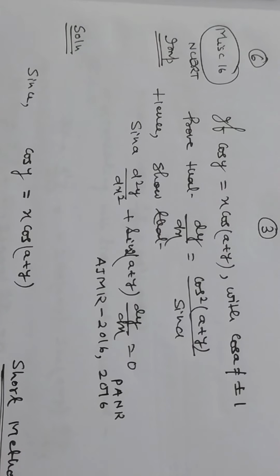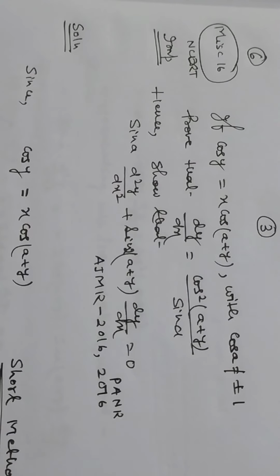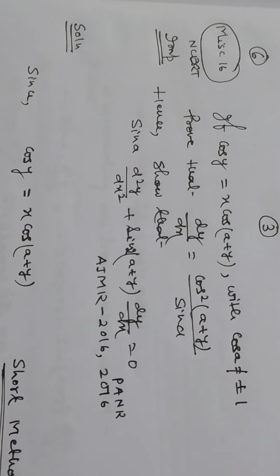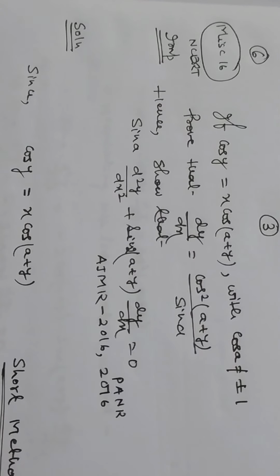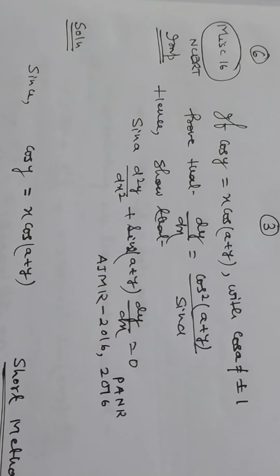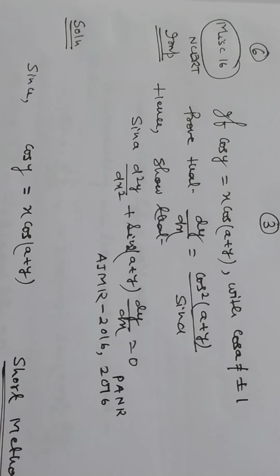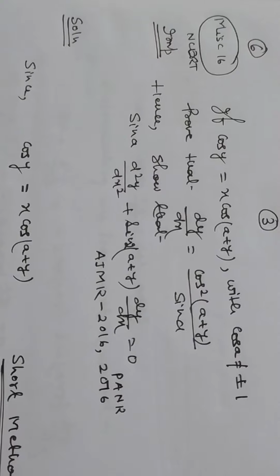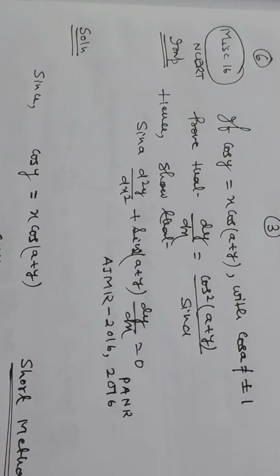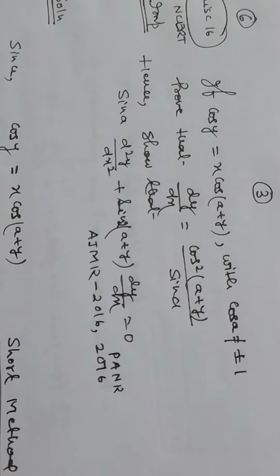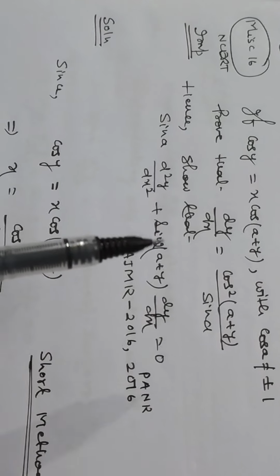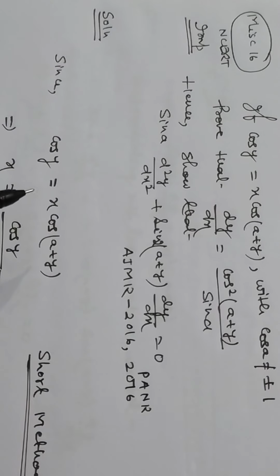So this problem is: if cos y equals x cos(a + y), with a not equal to plus or minus 1, prove that dy/dx equals cos²(a + y)/sin a. Hence, prove that sin a d²y/dx² + sin(2(a + y)) dy/dx equals 0. My dear students, this problem is very important for the purpose of examination also.